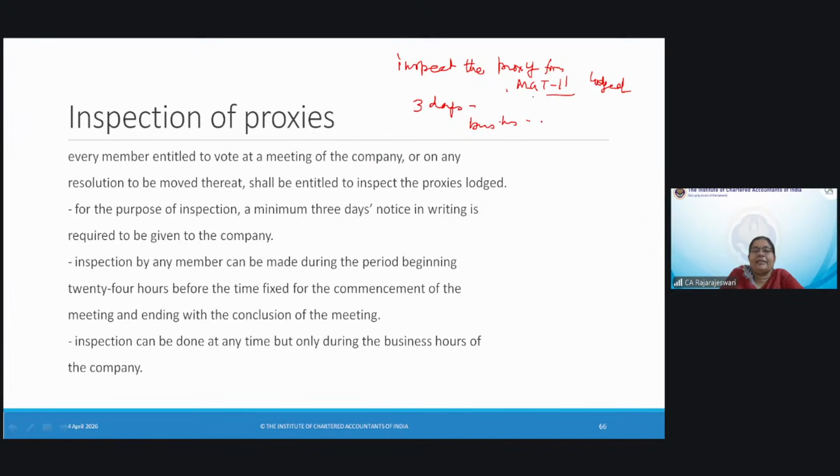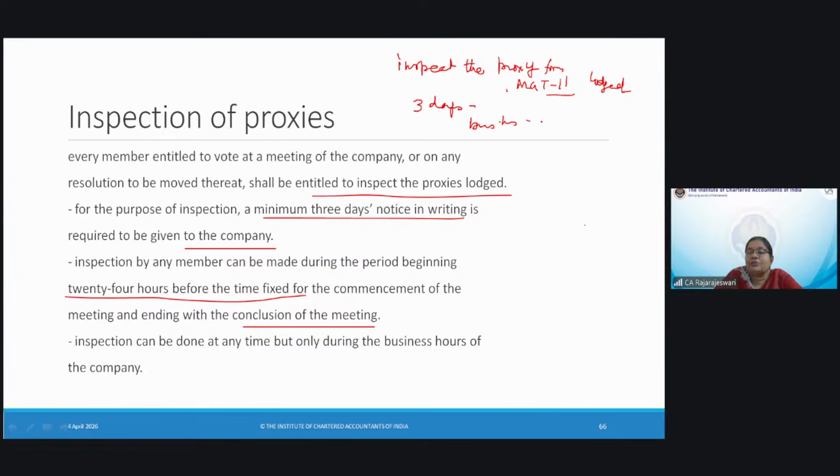So every member entitled to vote at a meeting of the company or on any resolution to be moved thereat shall be entitled to inspect the proxies lodged. For the purpose of inspection, a minimum 3 days notice in writing is required to be given to the company by the person who wants to inspect. Inspection by any member can be made during the period beginning 24 hours before the time fixed for the commencement of the meeting and ending with the conclusion of the meeting.